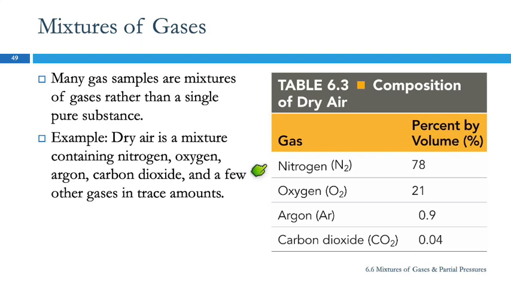So in air, we've got a mixture of nitrogen and oxygen gases. Those are the two main gases. There's a little bit of argon, a little bit of carbon dioxide. So this table is showing us the percent by volume. So in, say, 100 liters of air, there would be 78 liters of nitrogen and 21 liters of oxygen, 0.9 liters of argon, and 0.04 liters of carbon dioxide.